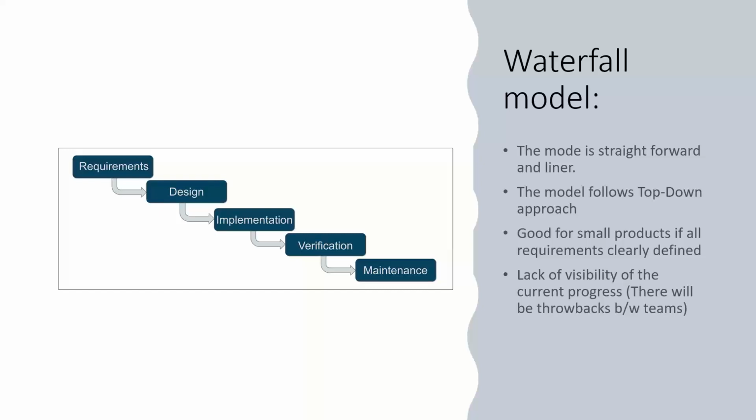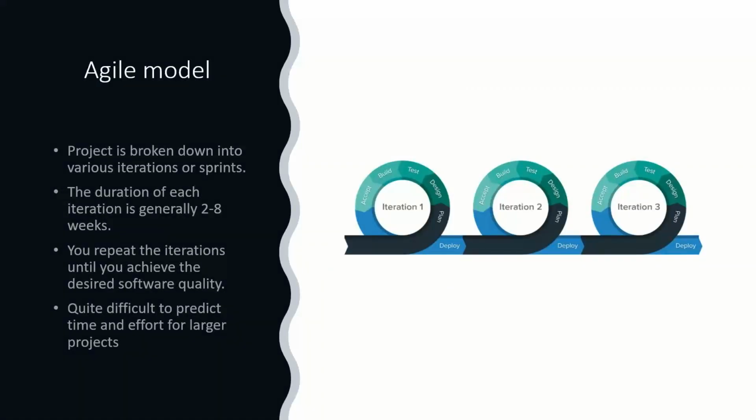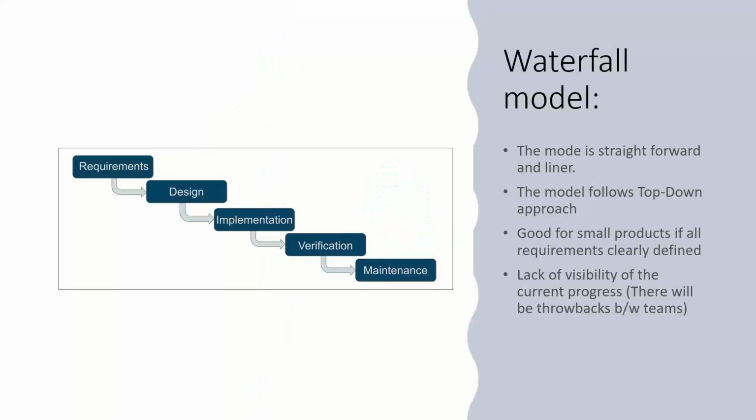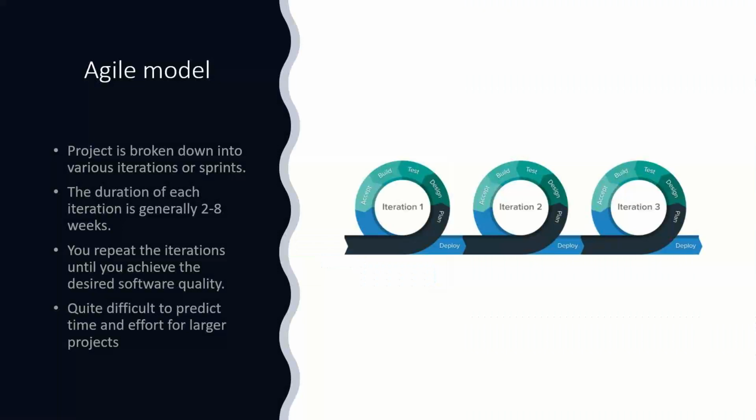No, no, it is actually a problem with the requirement. No, no, it is actually a problem with the design. So there is a delay with the implementation. That kind of throwback will happen in the waterfall model, right? The same happens with the agile model as well. But what actually developed from the waterfall model to the agile model? There is one difference.